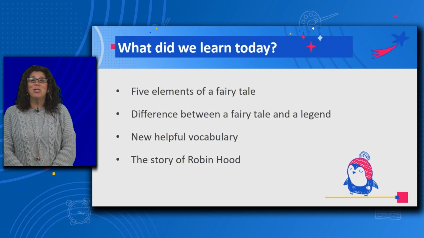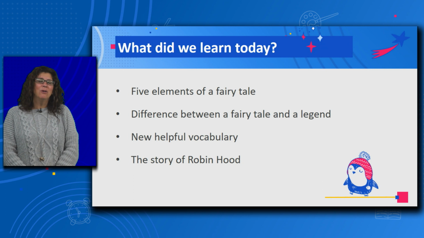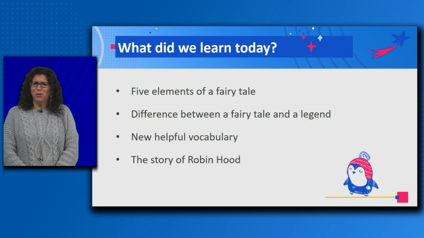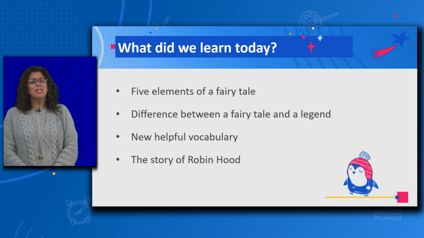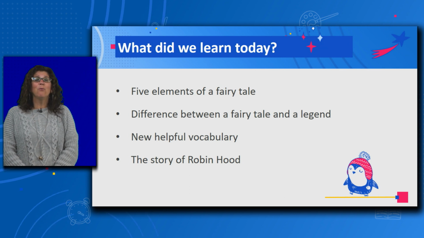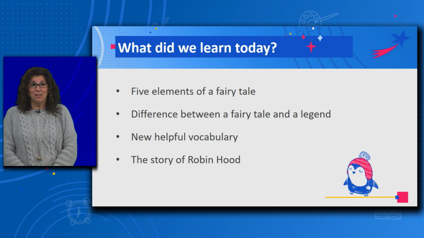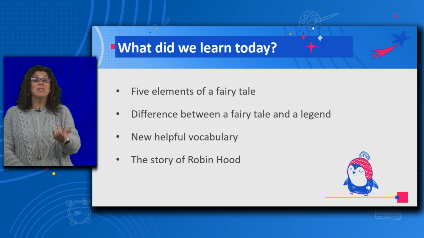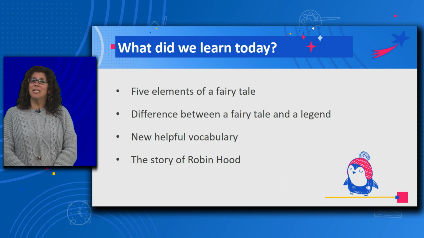Okay, so what did we learn today? First, we learned the 5 elements of a fairy tale. It's very important for you to know that. You're going to need to know those 5 elements when you're asked to write a fairy tale in your classes. What's the difference between a fairy tale and a legend? Always helpful information. We learned new helpful vocabulary. And we went over the story of Robin Hood.